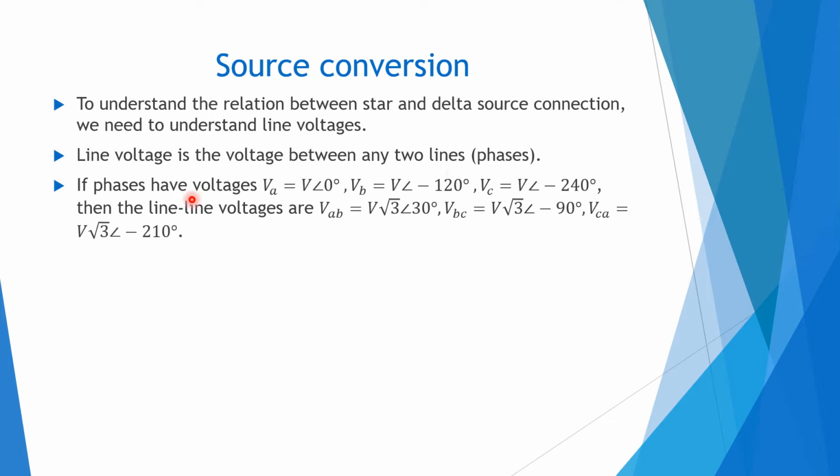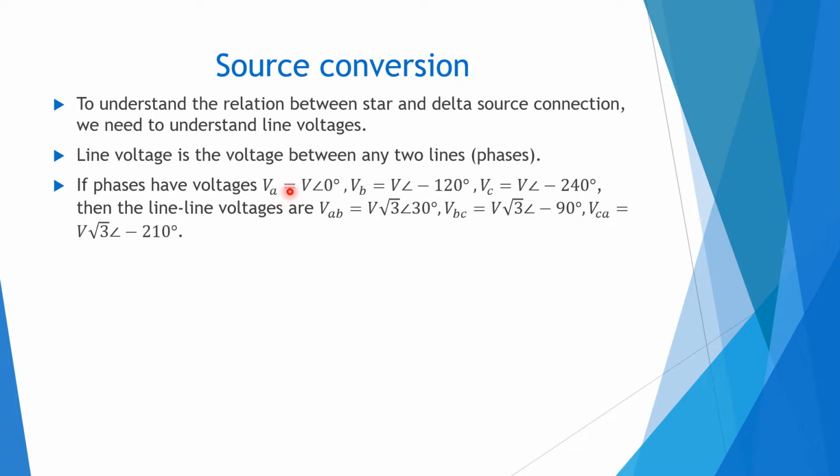Now, if your phases have voltages VA, VB, VC of V at 0 degrees, minus 120 degrees and minus 240 degrees. Observe that since C is lagging B is lagging A, this is an ABC sequence, hence a positive sequence. Now, you could do simple phasor mathematics. You could simply take the difference of VA and VB to get the potential of A with respect to B, which is what the line voltage is. So, the line voltages will come out to be V root 3 at 30 degrees, V root 3 at minus 90 degrees, and VCA will be V root 3 at minus 210 degrees.